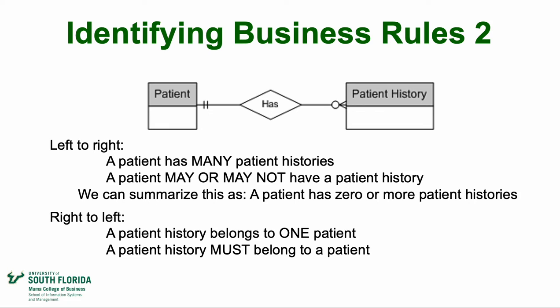Here's a second example. Reading from left to right, we derive the business rules: a patient has many patient histories. A patient may or may not have a history, indicated by the circle to the right of the crow's foot. This may, for example, happen when the practice has recorded the patient details before they have been seen by a doctor. We can summarize these two rules as a patient has zero or more patient histories. The business rules that we derive from the symbols on patient are the same, as the symbols on patient are the same as in the previous example.